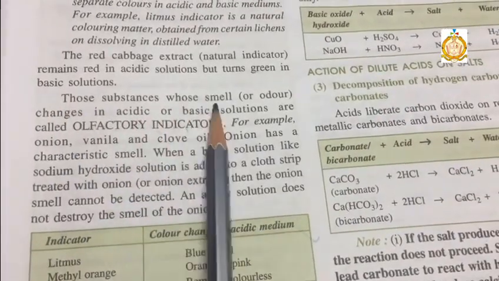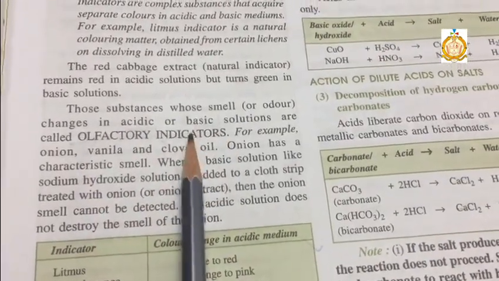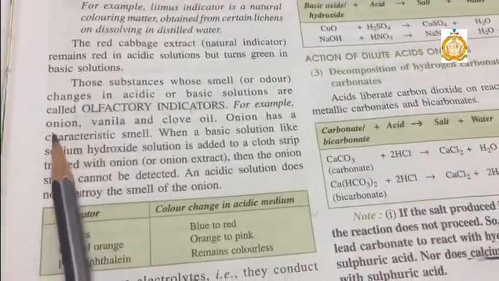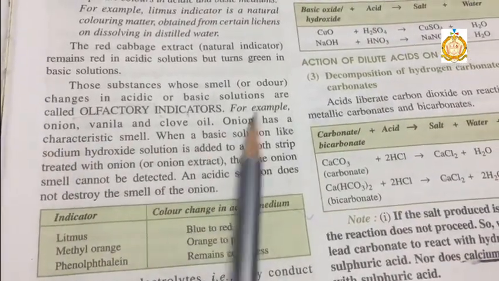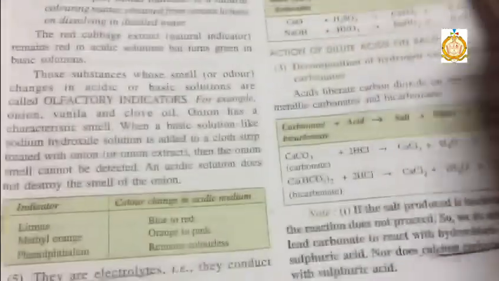Those substances whose smell changes in acidic or basic solution are called olfactory indicators. Then onion, vanilla, clove oil, these are olfactory indicators. Next, acids are electrolytes, they conduct electricity in the aqueous state.